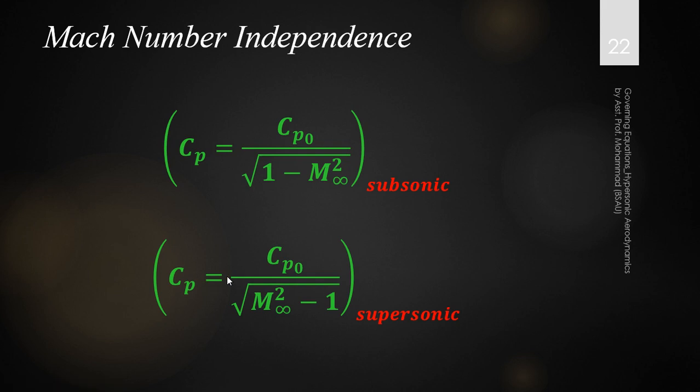So these are basically Prandtl-Glauert relations. And these two relations are basically telling that the Mach number has a direct impact on the coefficient of pressure in the supersonic as well as subsonic regions. Let us see how they behave.